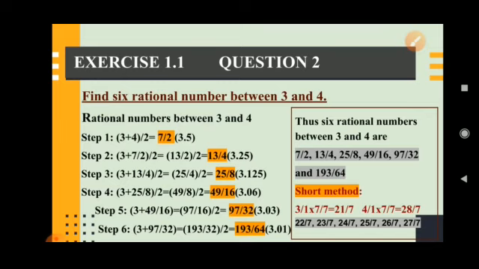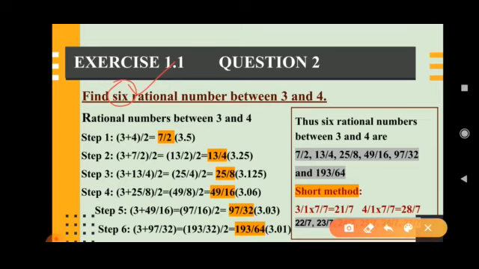Clear? In the same way, if they ask to find the whole number between 3 and 4, it is also not possible. And if they ask to find the integers between 3 and 4, it is also not possible. But find the rational number in between 3 and 4, we can do. We can find it easily. Clear? So how many numbers did they give? 6 we have to find. Between 3 and 4 we have to find 6.